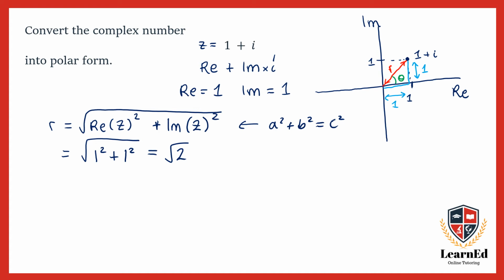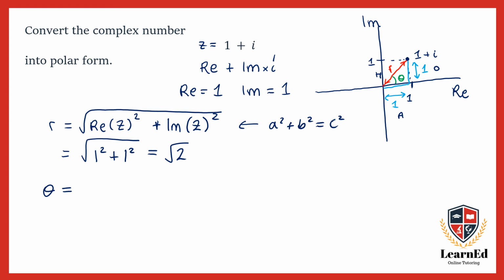Now the other part of our polar form is theta. There's also a formula that you can learn for this, but you can also figure it out using trigonometry. Looking back at our little triangle, we know that the opposite side to the angle is the imaginary component. We're involving the opposite side and also the adjacent side. Which trigonometric ratio uses the opposite and the adjacent side? Well, that would be tan.